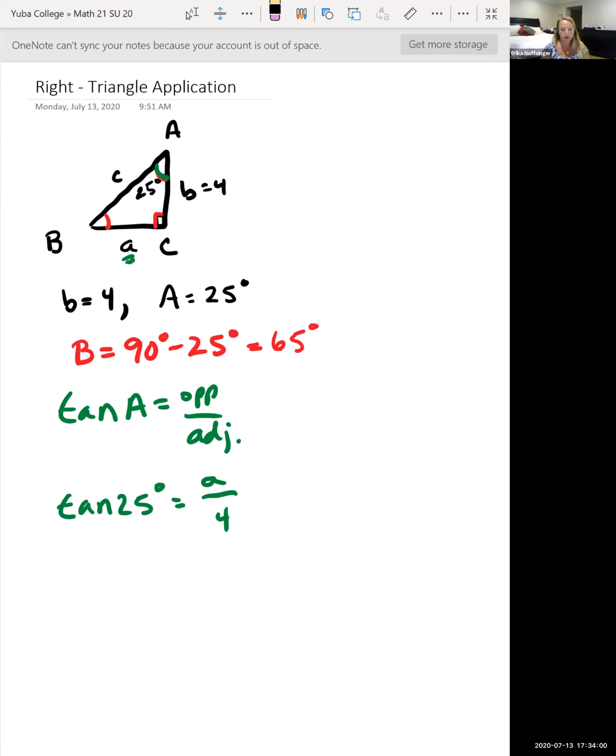So we can figure out what A is by multiplying both sides by 4. So side A is equal to 4 times tangent of 25 degrees. If I didn't have the calculator on the exam, then this would be the exact form.